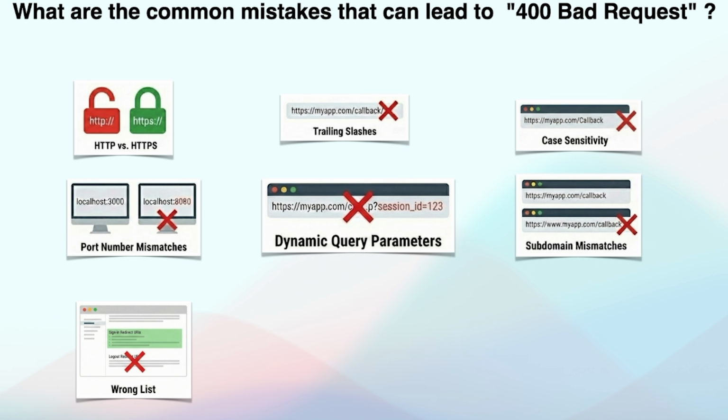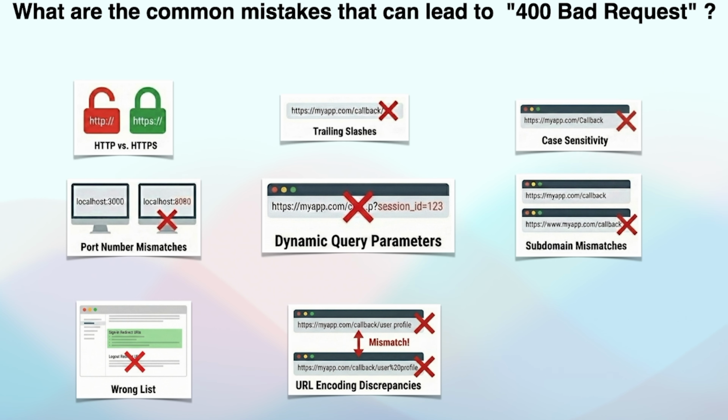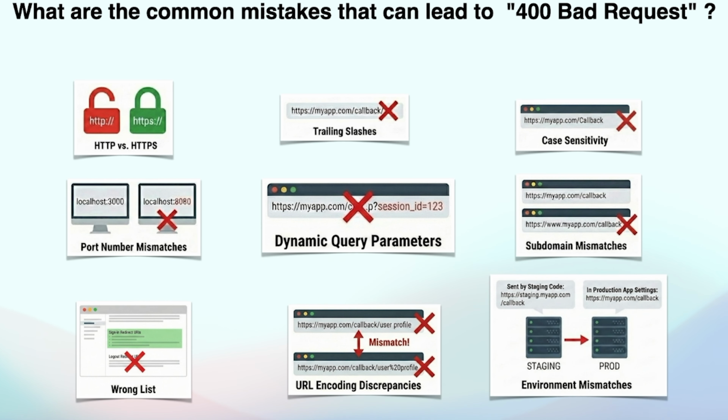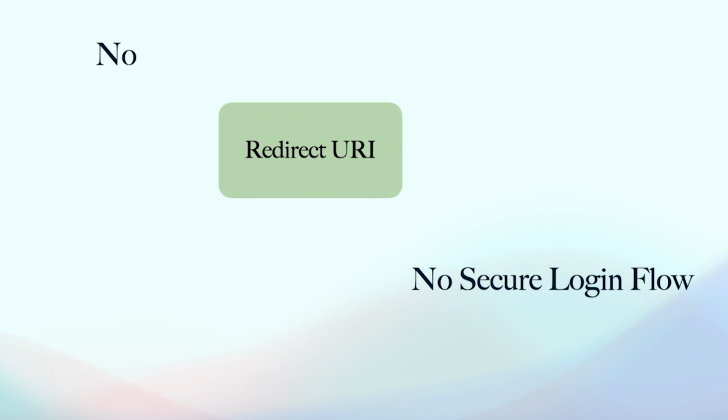Wrong list. Switching logout redirect URIs with sign-in redirect URIs. URL encoding discrepancies. Sometimes, your application or browser might automatically URL encode characters in the authorized request. Environmental mismatch, which is running the application in staging, but the code is configured with the production client ID. As a result, the authorized request sends a staging URI that the production settings have not configured. No redirect URI, no secure login flow.